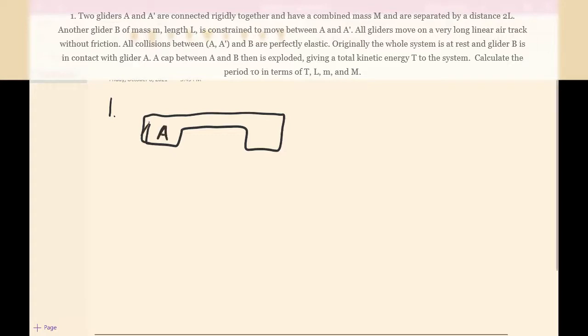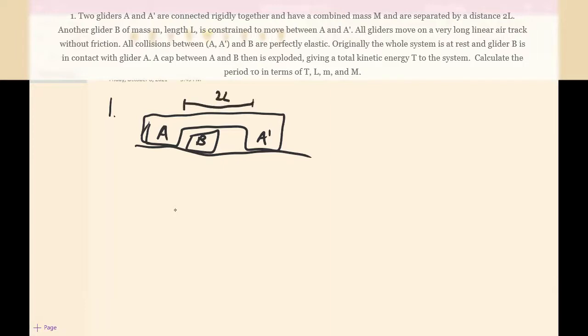They're just two gliders that are connected, A and B here. Wait, no, that's A prime, actually. And then there is another one here in the middle, B, that can only move in between these two other gliders, and all three of them can move along the floor, which is frictionless. And so here, the distance that B can move between is 2L.